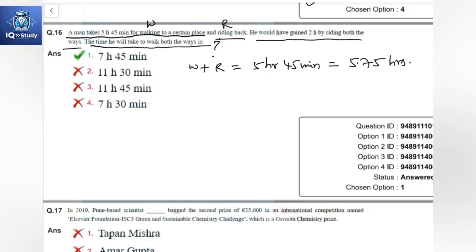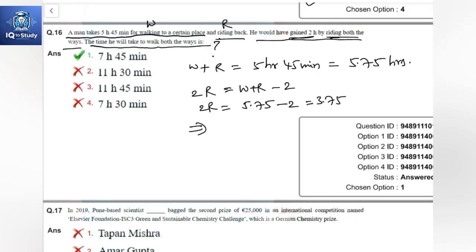According to them, he would have gained 2 hours by riding both the ways. So it can be written as 2 hours, which is riding both the ways, that is equal to W plus R minus 2R. We know that W plus R value is 5.75, minus 2, which is equal to 3.75.